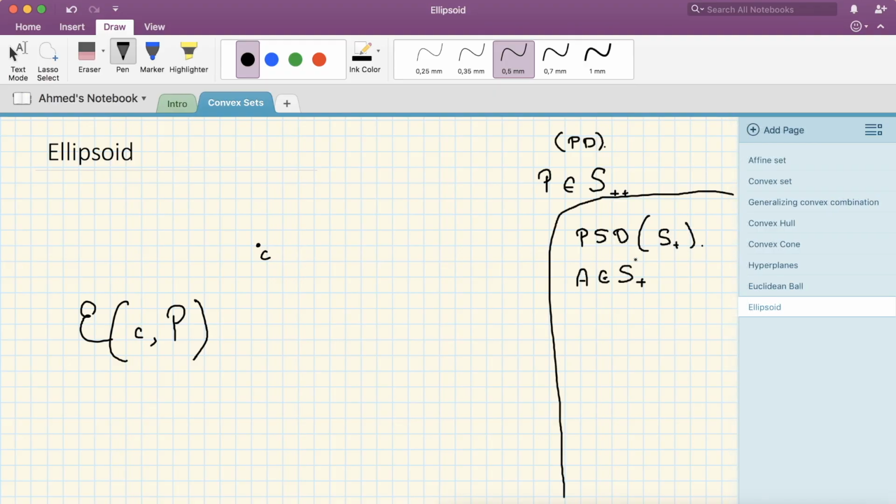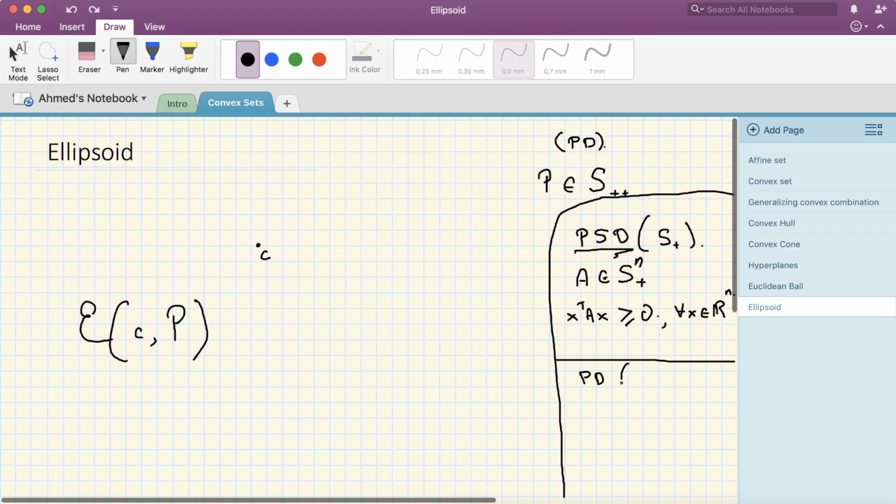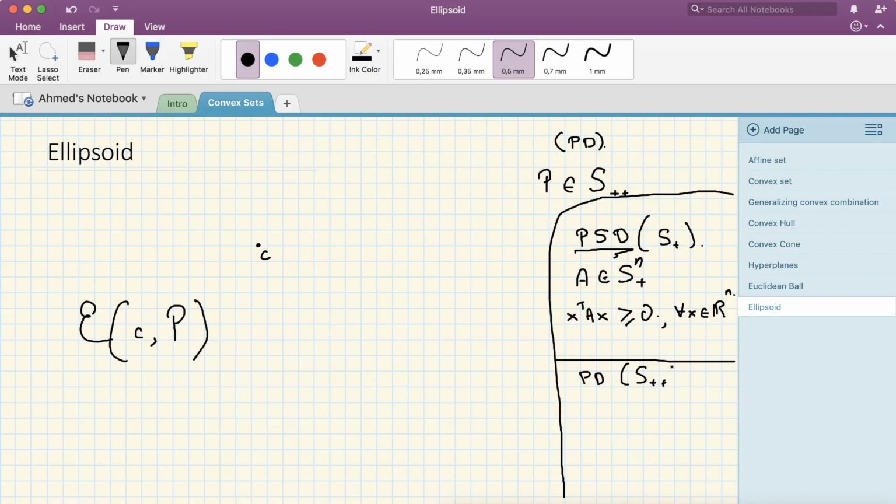So here you have one additional parameter. It defines the dimensions of your matrix, n by n. It is such that all quantities x transpose Ax are greater than or equal to 0 for all x in Rn. So this is a PSD, and a PD would be the same as PSD, so PD or S++. If A is in S++ of n, then x transpose Ax, if it's always positive, then it's PD.